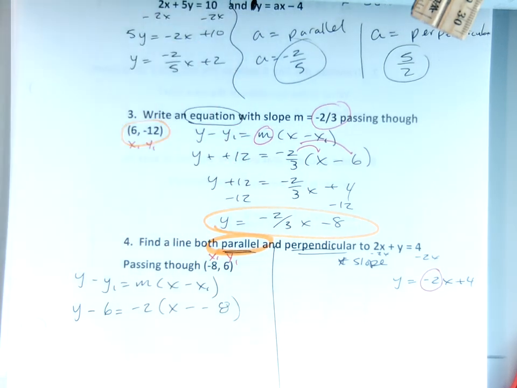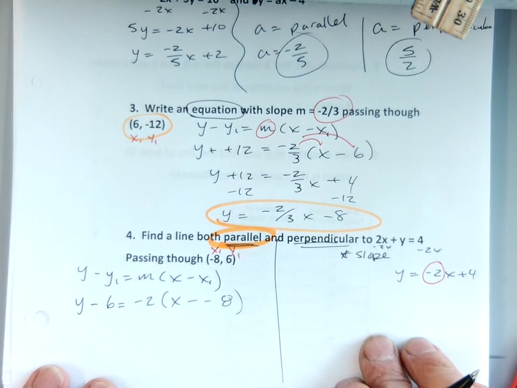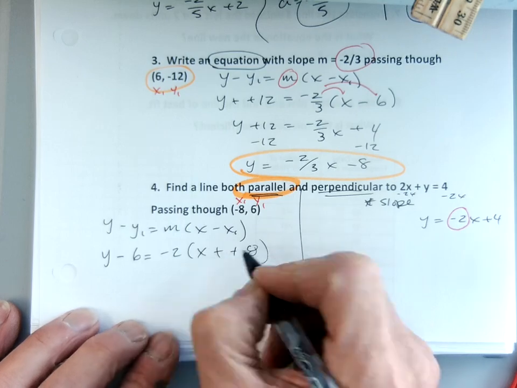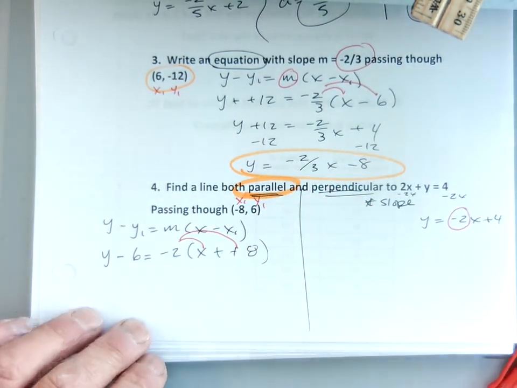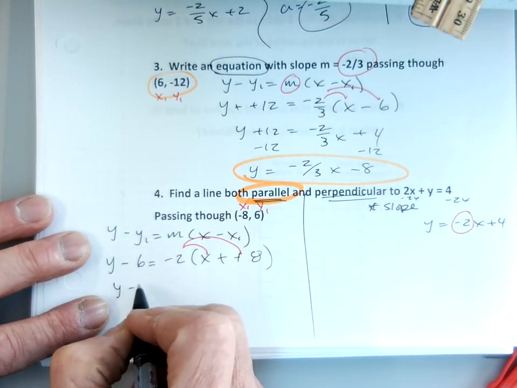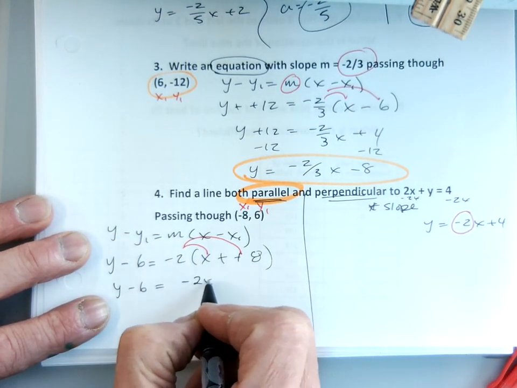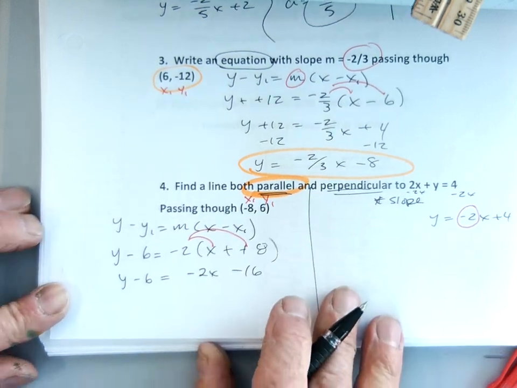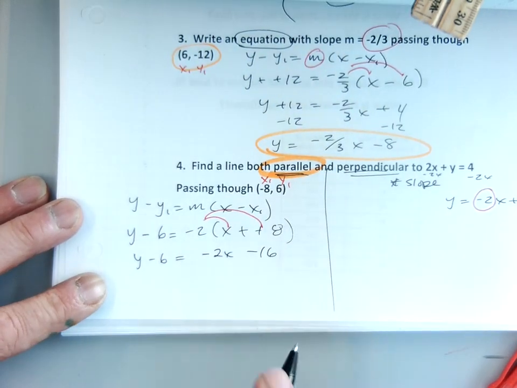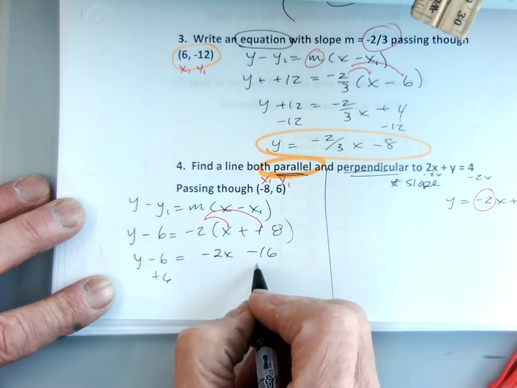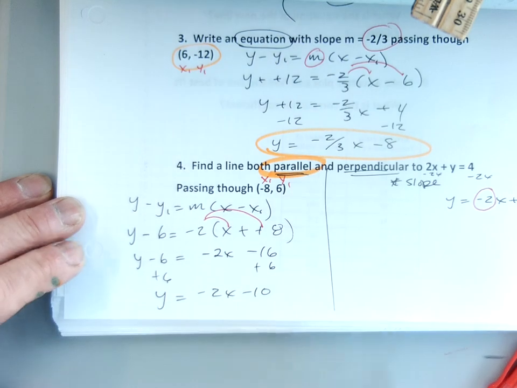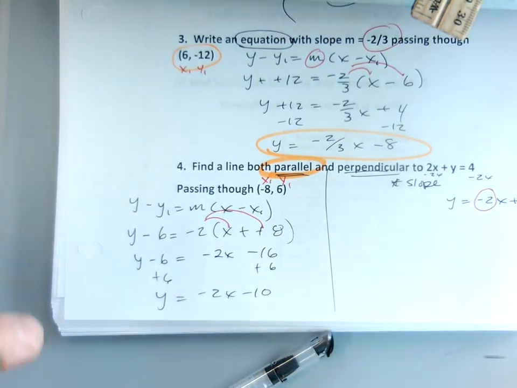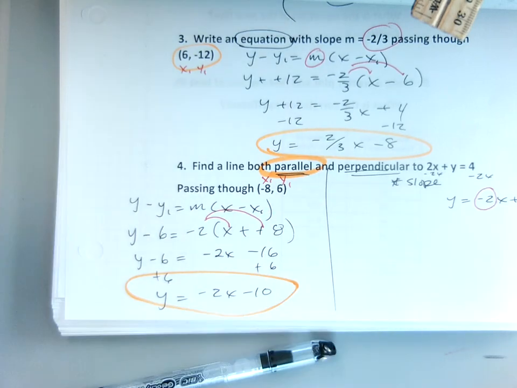Okay, well, I would take that on a test, but I don't really like that answer. I want to tidy it up because it looks pretty bad. So, plus plus, right? And I'll distribute. I'll have y minus 6 equals negative 2x minus 16, right? Plus 6, y equals negative 2x minus 10, okay? So this line is parallel. It is parallel, and it goes through that point.